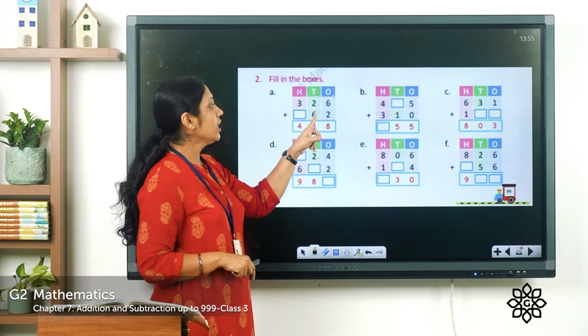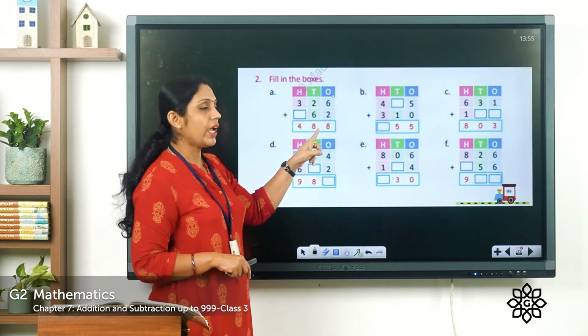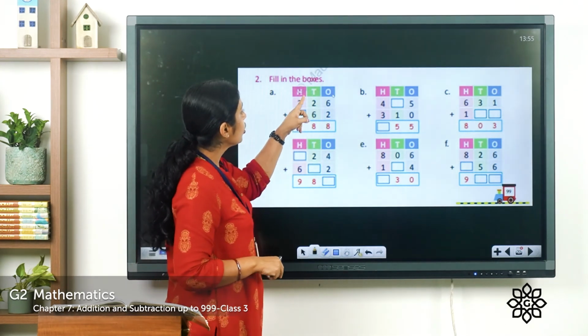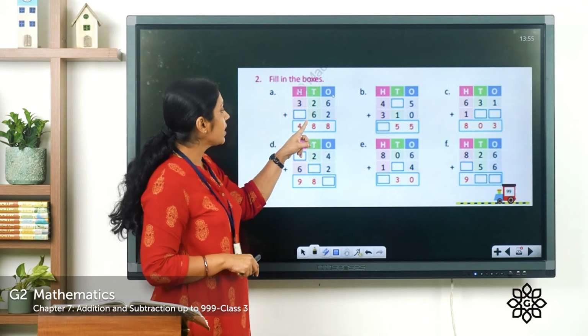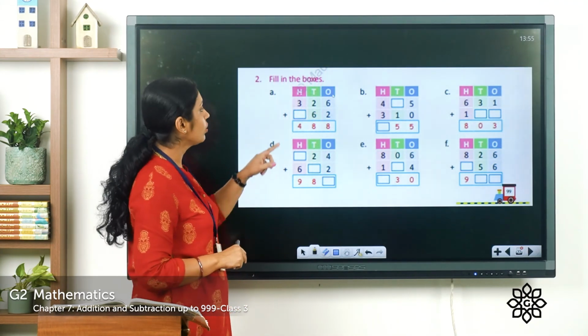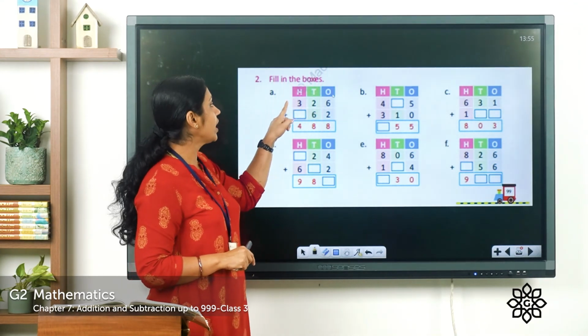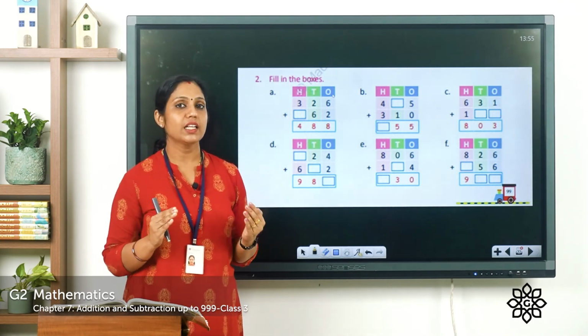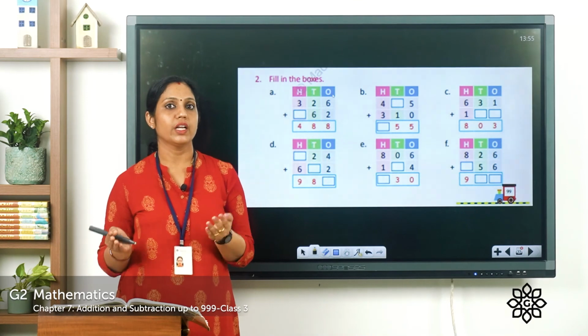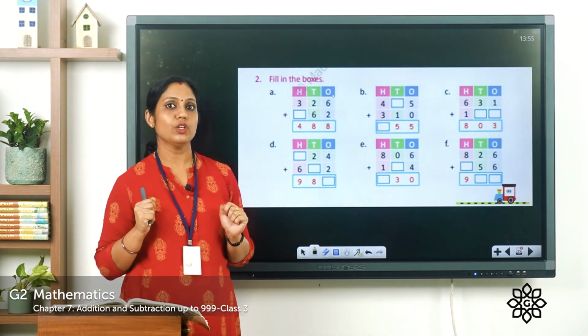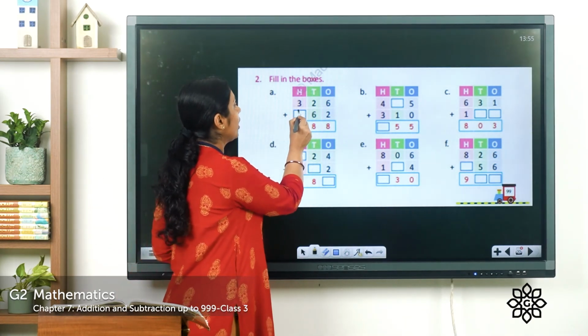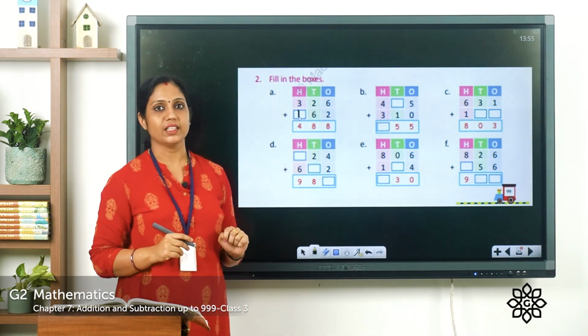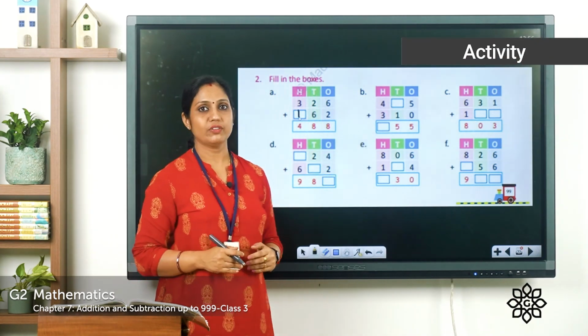So let's check the ones place. 6 plus 2, 8 is given. 2 plus 6 in the tens place makes 8. That is also given. So in the hundreds place we have 3 plus dash is equal to 4. So just think mentally, 3 plus dash is equal to 4. Yes, 3 plus 1 is equal to 4. So you can write 1 here. So now our answer is correct. Likewise, you can complete the rest of the exercises.